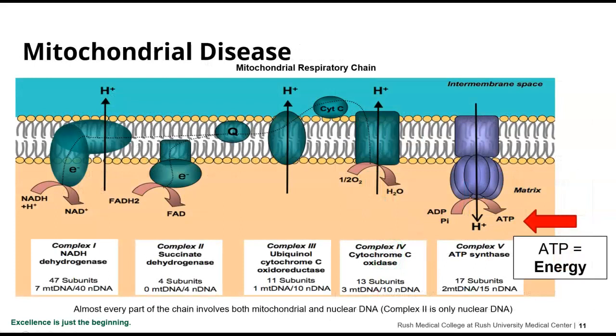This is a little bit of a complicated slide, and I don't expect you to know all these complexes, although biochemistry probably will. But I just want to show you: complex 1, 47 subunits, 7 are mitochondrial, 40 are nuclear. Complex 2, 4 subunits are all nuclear. Complex 3, 1 mitochondrial, 10 nuclear. Complex 4, cytochrome C oxidase, 3 mitochondrial, 10 nuclear. And complex 5, 2 mitochondrial, 15 nuclear. So even in the respiratory chain, most of them are actually nuclear.